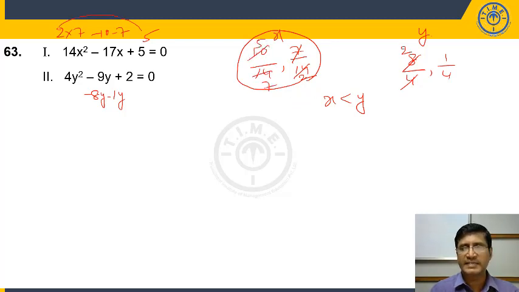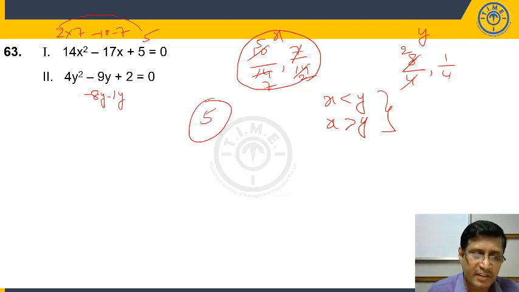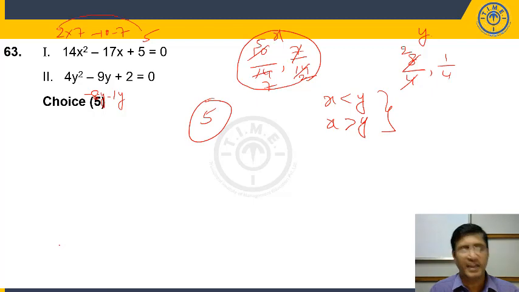So 5 by 7 and 1 by 4. If we observe, 5 by 7 is more than 1 by 4. So x is greater than y. X is less than y and x is greater than y, which means it is not possible to make any relation. The right choice is option 5. Relation cannot be established. The right choice is option number 5.